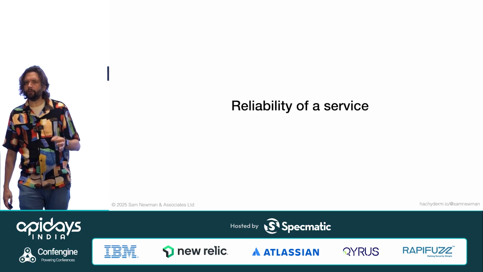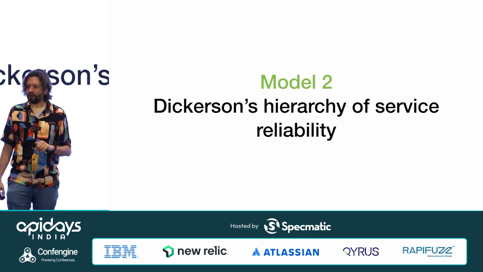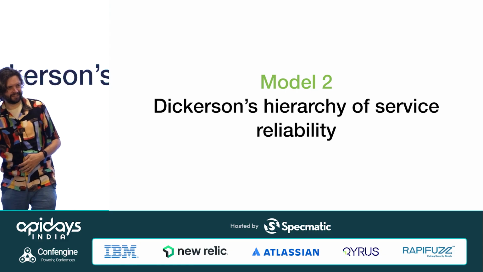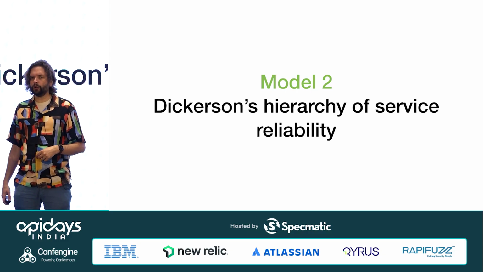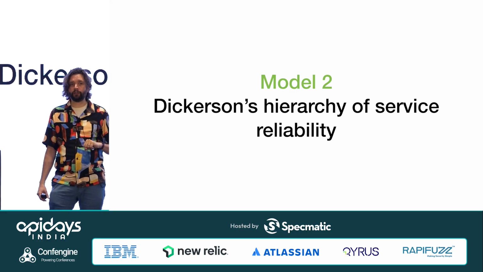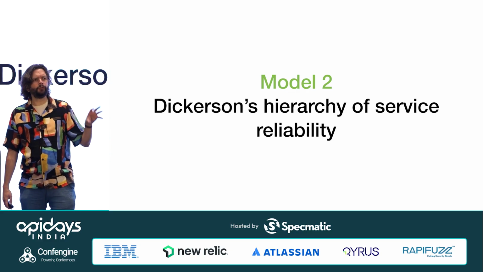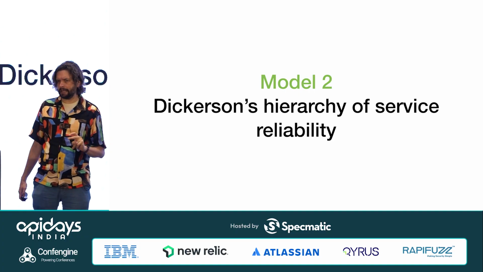And the model we're going to be using for this is something called Dickinson's hierarchy of service reliability. This is actually from work done by Mike Dickinson, who was a Google site reliability engineer, and he then went to work on healthcare.gov back in, I think it was 2013. And this cribs off Maslow's hierarchy of needs.